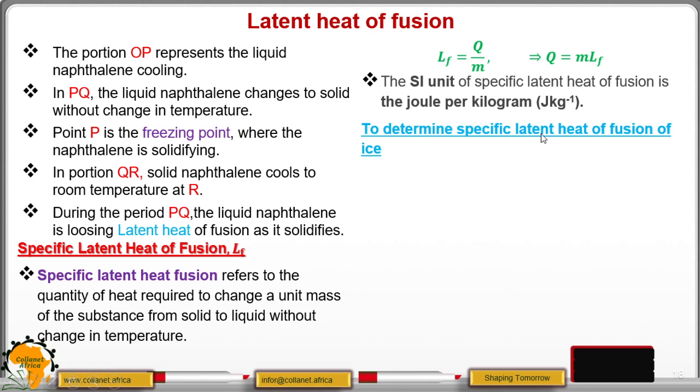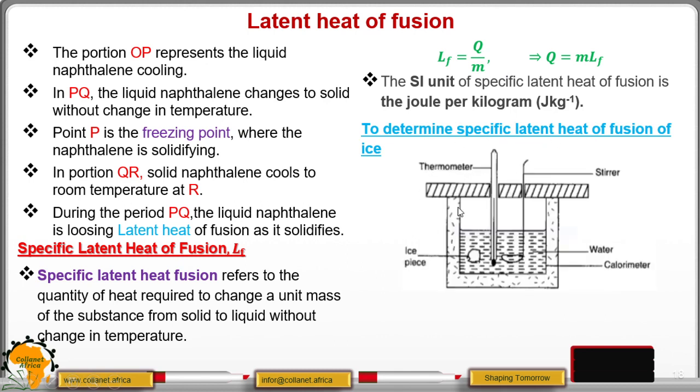How do we determine the specific latent heat of fusion of ice? We have the arrangement here. We have ice that is put inside warm water, and this warm water is inside a calorimeter. The calorimeter is highly lagged to ensure that there is no loss of energy to the surroundings. Then we have the stirrer that is ensuring that we have a uniform temperature in this water. So this water is the one that is warming the ice, and the ice will melt. And remember, you have to take the thermometer readings, that is the temperature before and the temperature at the end.